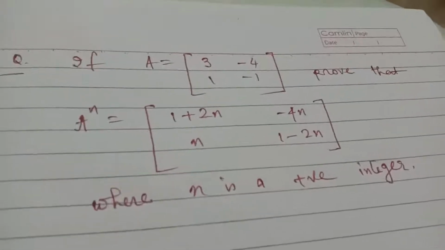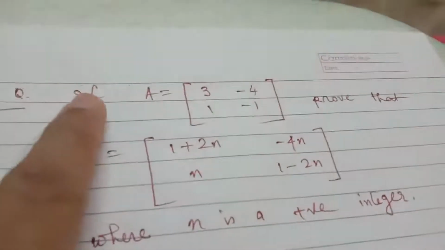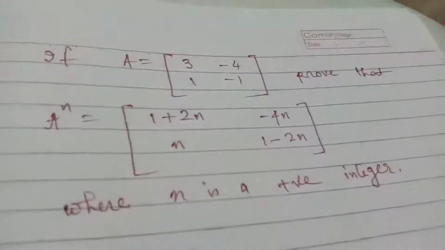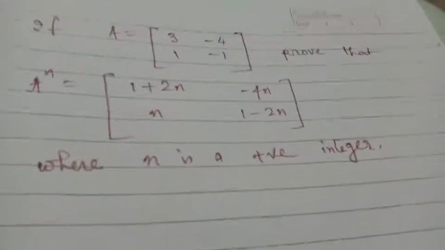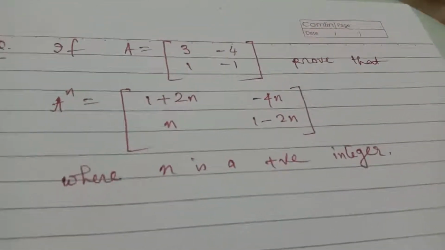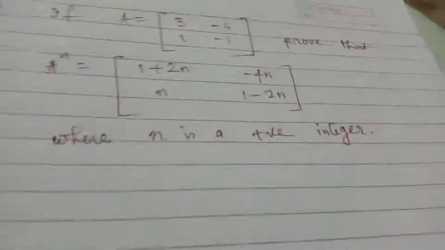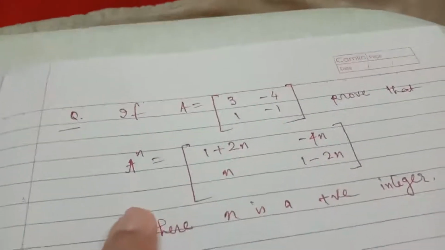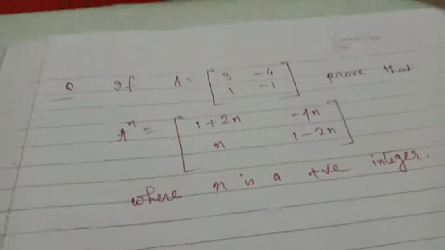Now this question is from the NCERT book. If A equal to [3, minus 4; 1, minus 1], prove that A to the power n equal to [1 plus 2n, minus 4n; n, 1 minus 2n], where n is a positive integer. To prove this question, we have to use PMI, principle of mathematical induction.